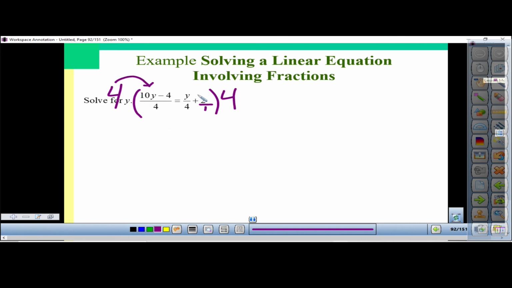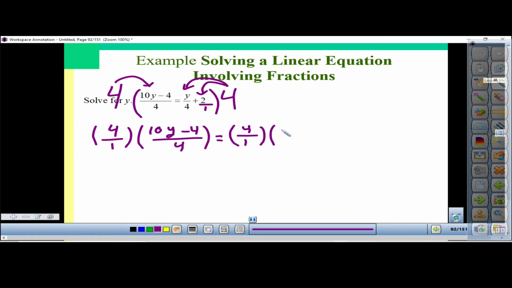4 is going to be times this fraction. 4 is going to be multiplied by this fraction, and by this fraction. So basically what you're saying is 4, you also could make it 4 over 1. Give yourself enough room. Divided by 4 equals, again, 4 over 1 times y over 4, again, plus 4 over 1 times 2 over 1.